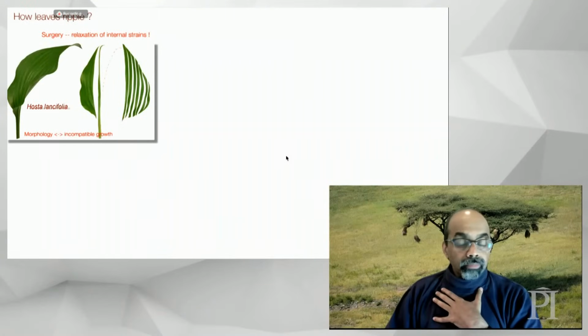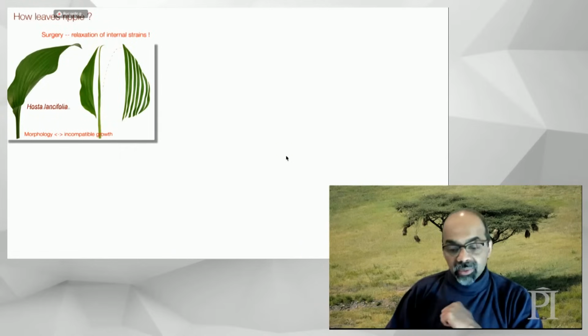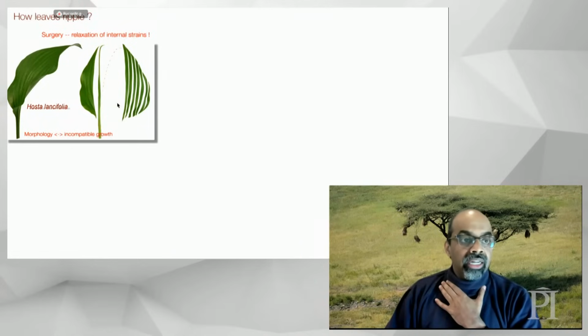Okay, why do leaves ripple? And how do they ripple? Why is a much harder question. I will not address this now. I'm happy to take questions at the end.